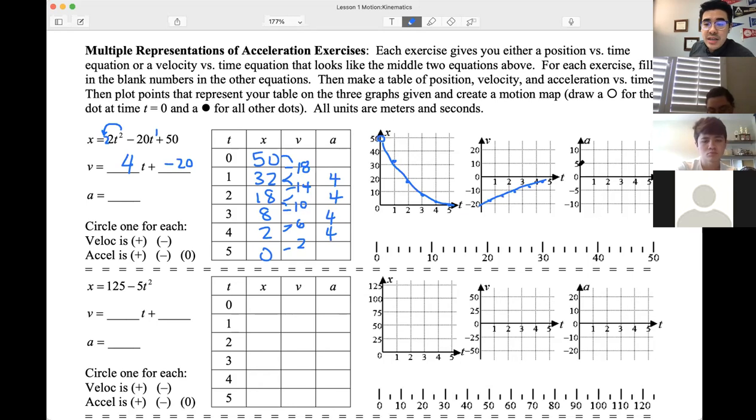The acceleration is constant here at 4. So if we want to write the acceleration formula, it'd just be a is equal to 4. For AP Physics 1, you can assume that acceleration is constant, unless they somehow state otherwise. Any questions on how I got all these points?